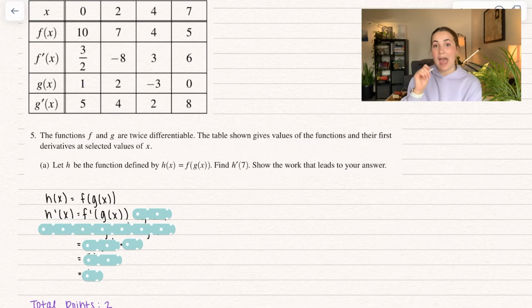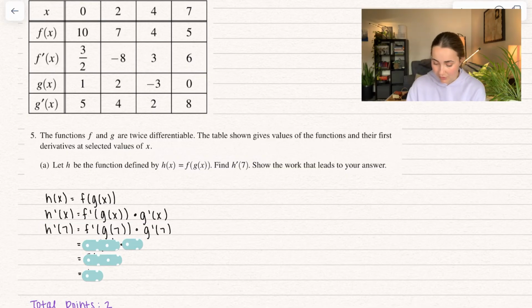So f prime at g of x. And we need to multiply by the derivative of the inside. So we multiply by g prime of x. Now we're trying to find h prime of 7, so we can replace x is equal to 7 everywhere.